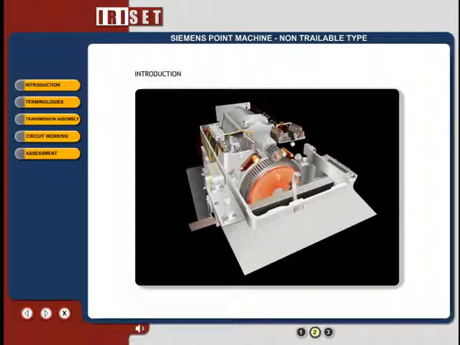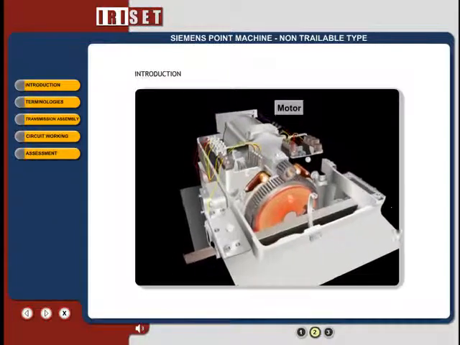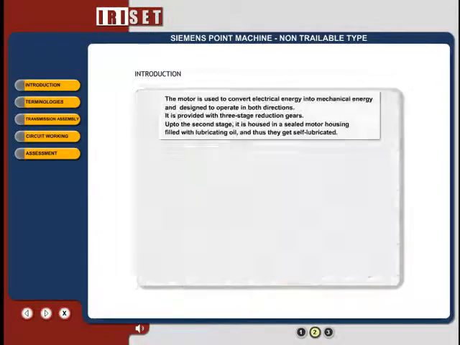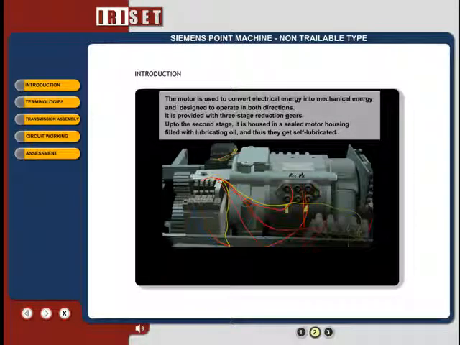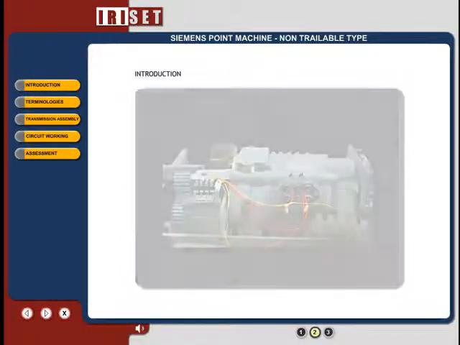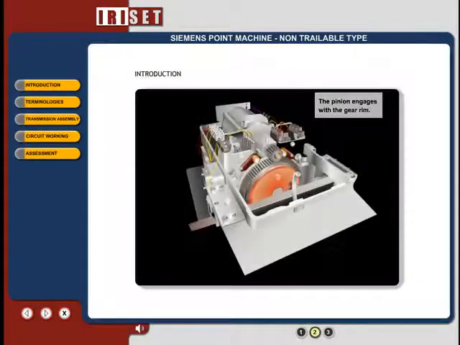This mainly consists of motor, gear transmission and driving mechanism. The motor is used to convert electrical energy into mechanical energy and is designed to operate in both directions. It is provided with three-stage reduction gears. Up to the second stage, it is housed in a sealed motor housing filled with lubricating oil and thus they get self-lubricated. The lubrication oil gets filtered by means of a felt pad before it enters the sealed oil chamber.